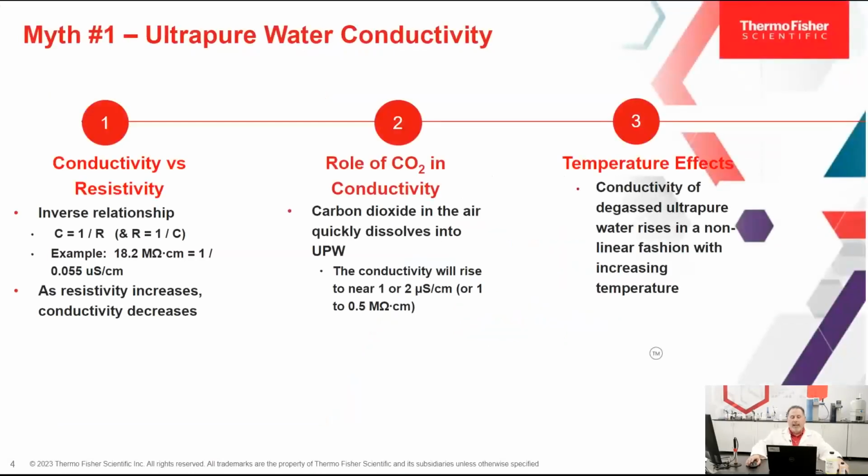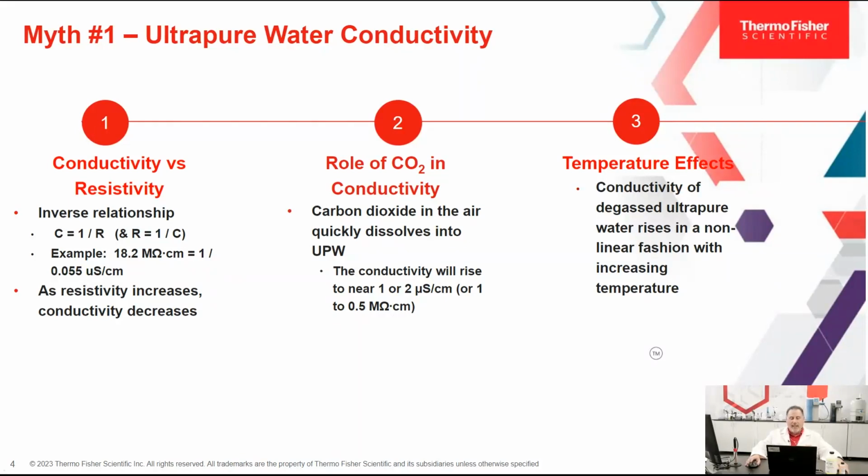So conductivity and resistivity are inversely related. If we take the inverse of conductivity, 1 over conductivity, we get resistivity. On the screen, we usually read resistivity, but we're going to measure conductivity today in the lab. So therefore, as conductivity increases, resistivity decreases. A high resistivity of 18.2 mega ohms is the very same as a very low conductivity of 0.055 microsiemens.